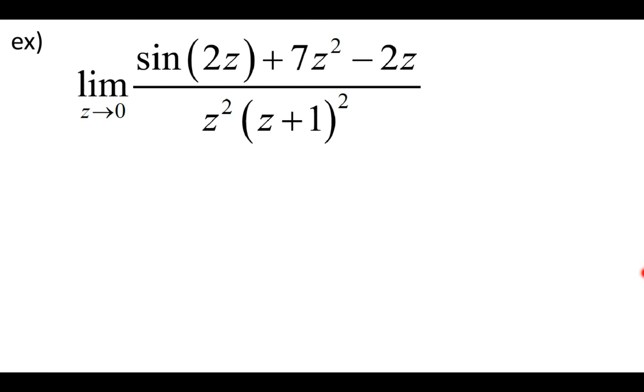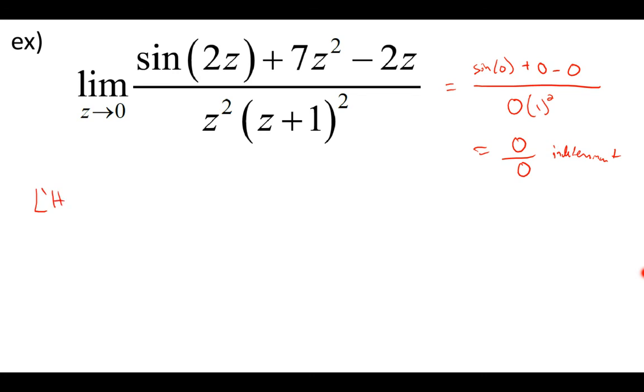All right, a few more here. So the next one's a little more complicated. So plug it in, we get the sine of 0, 2 times 0, plus 7 times 0 squared would be 0, minus 2 times 0 would be 0, over 0 times 1 squared, it looks like. Yep, but it doesn't matter. The sine of 0 is 0. 0 plus 0 plus whatever, 0 times 1 squared is 0. So this is indeterminate. All right, so let's take the derivative of both.